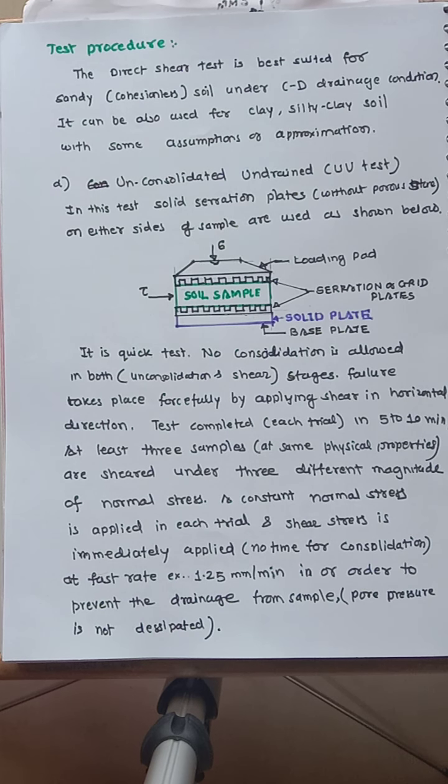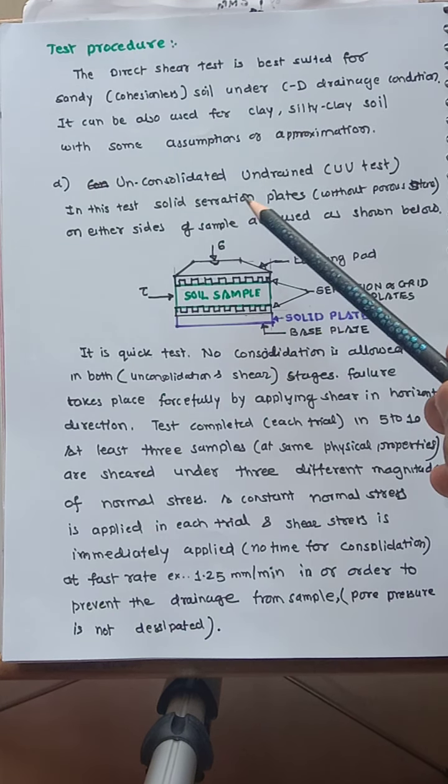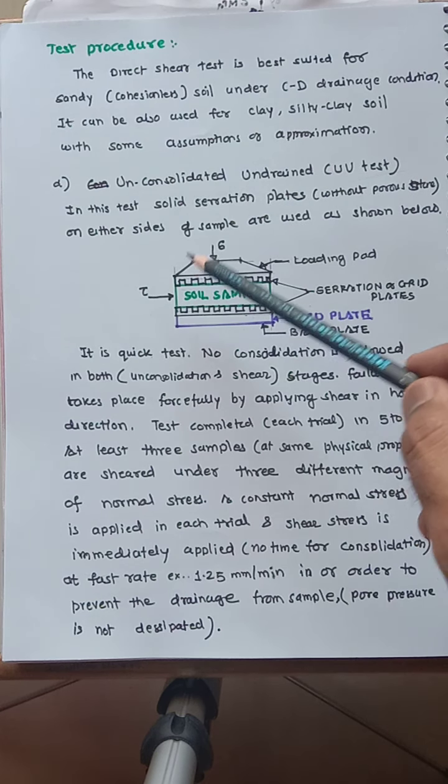But in case of sand, even the CD condition is much better, because the time required is less. Permeability of sand is very high. So that's why this test is much more useful for a cohesionless or sandy silty sample. The test can be conducted in undrained condition.